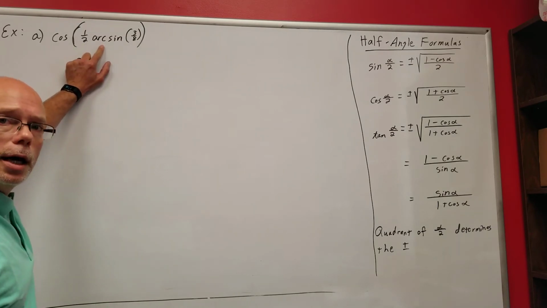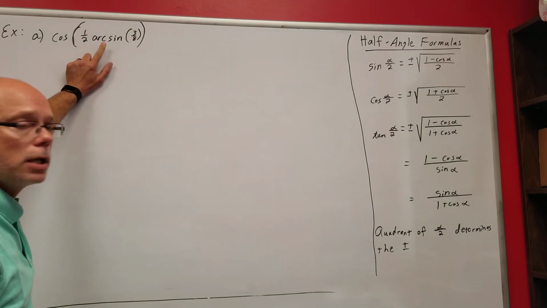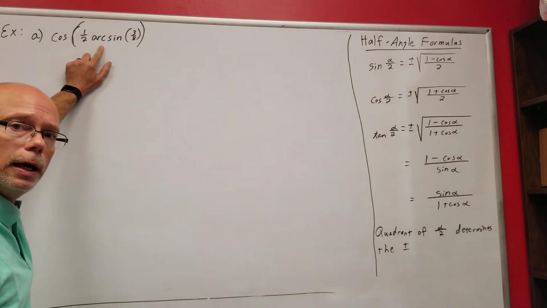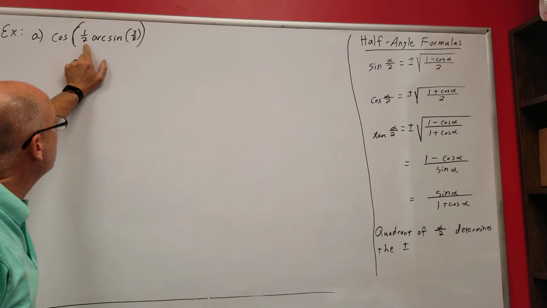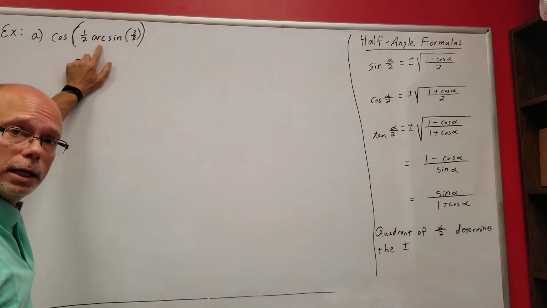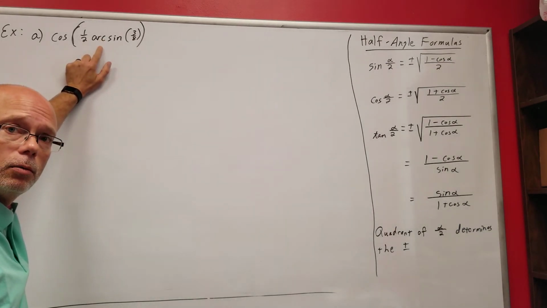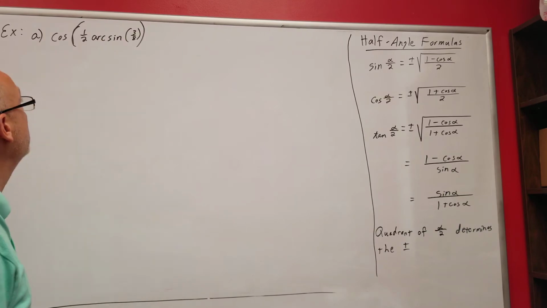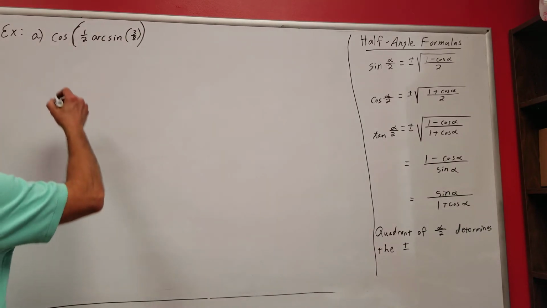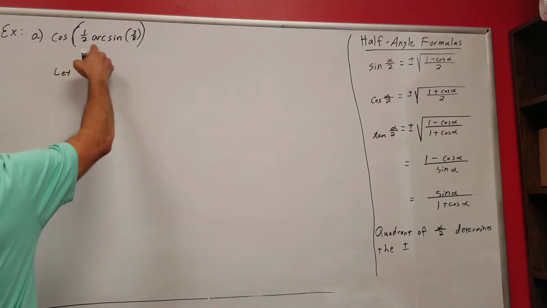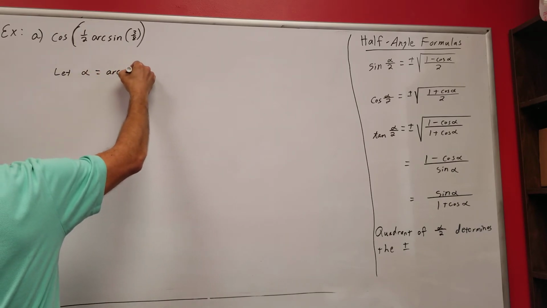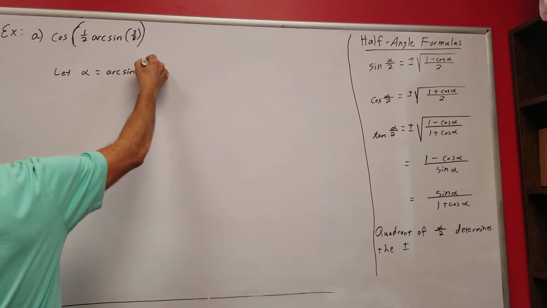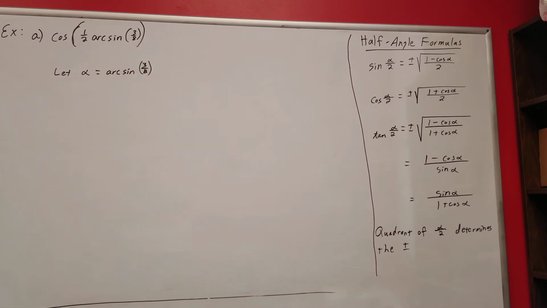What does arc sine mean again? The angle whose sine, right? The angle whose sine, the angle. So really I'm looking at 1/2 of an angle here. So I'm going to say let's let alpha equal to that angle, the arc sine of 3/8.